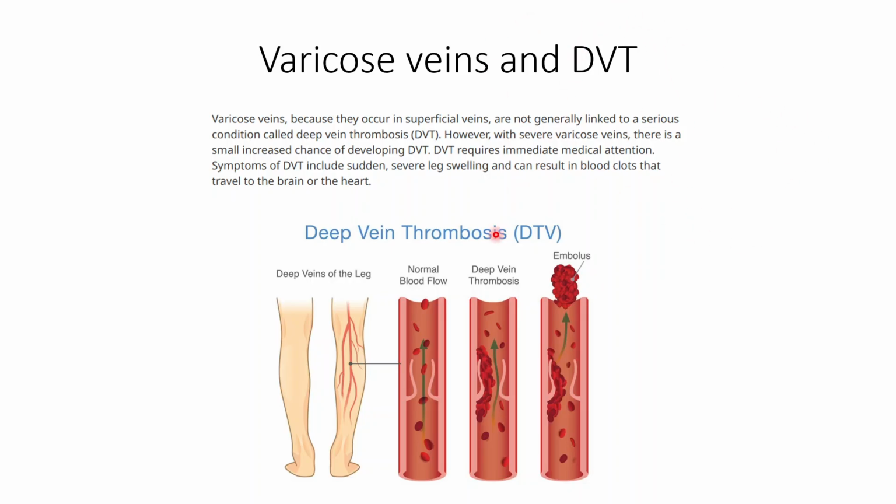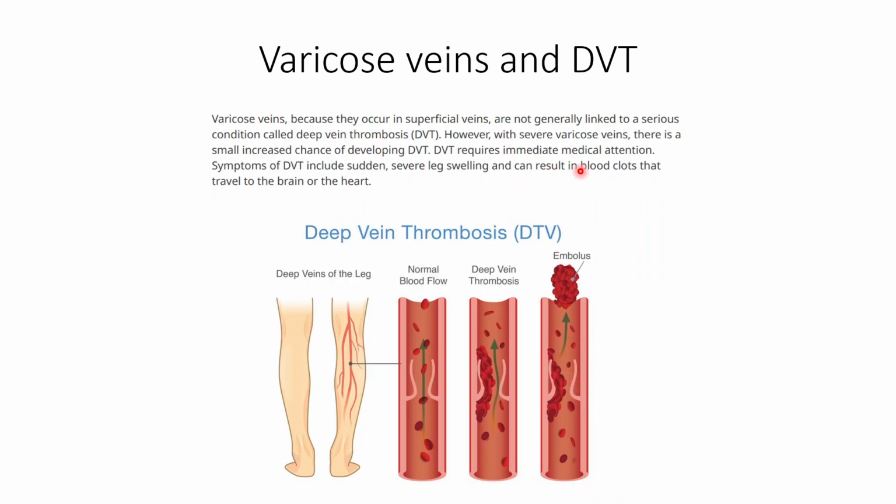So in a deep vein, if you have a clot formation, that can lead to swelling of the vein and thickening of the artery, which also increases pressure inside the vein. It can also present like a varicose vein, but this requires very immediate medical attention. Why? Because if this blood clot is in the leg, it causes a lot of pain. You'll have leg swelling and there will be a lot of pain.